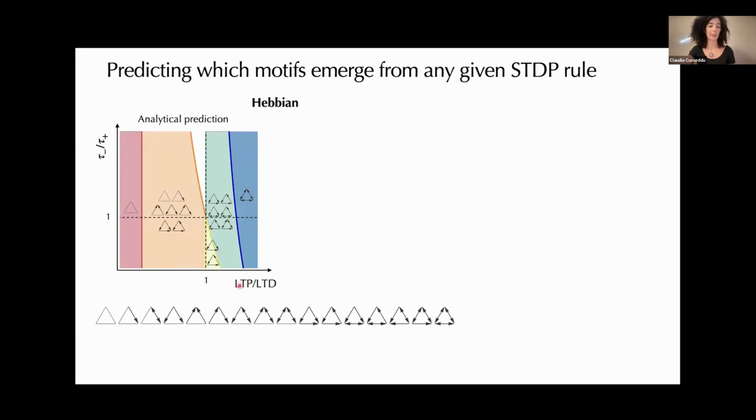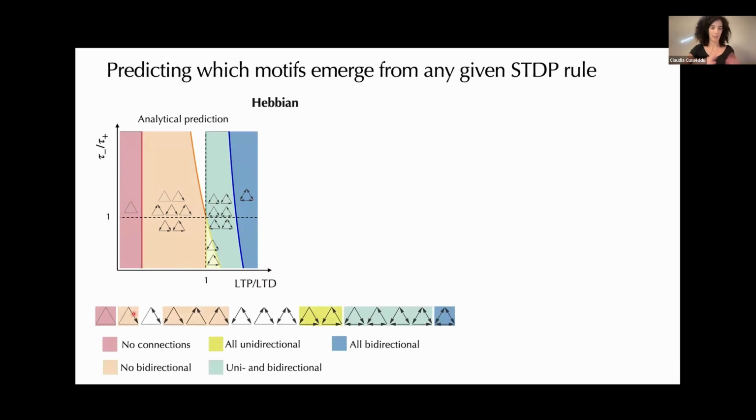So, for example, when LTP was much stronger than LTD, as we would expect, the triplet motif that emerges was the all-to-all connected motif. And on the other side, when LTD is much stronger, then we get the non-connected motifs. In between, there are more interesting cases, which I classify here below in the legend, like, for example, the orange classes, which allow for no bidirectional connections, and then the green region, and the yellow region, which can be seen as an intersection of the two.